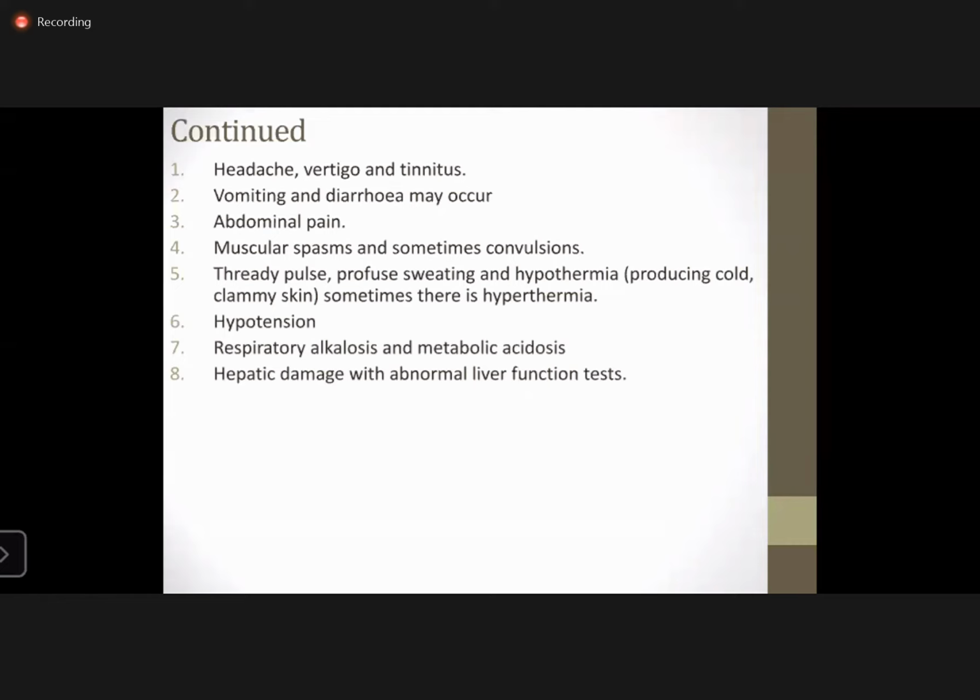It is also a nephrotoxic agent. If it causes action on the kidney, then there is a lot of oliguria, and the urine contains albumin and blood. In some cases, like we said, it affects the kidney.